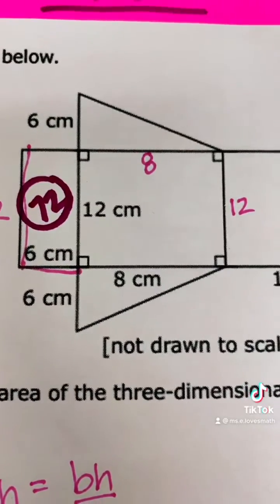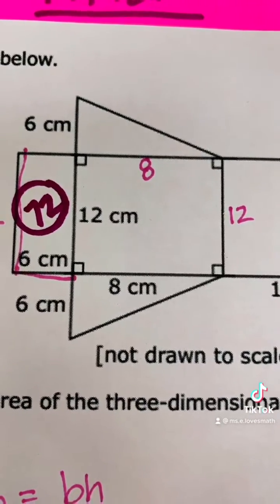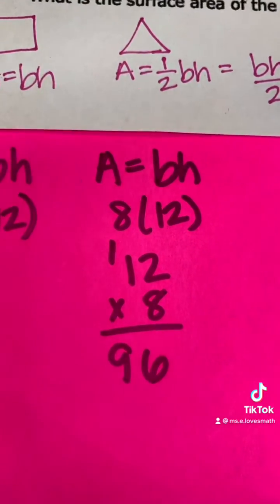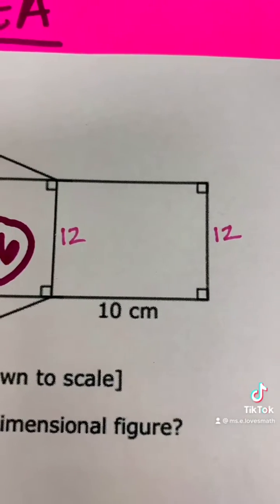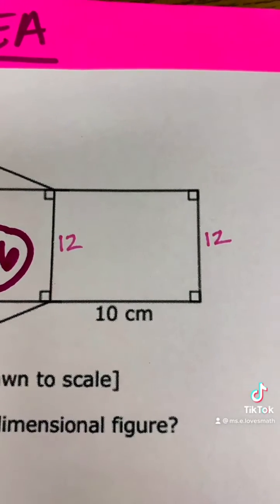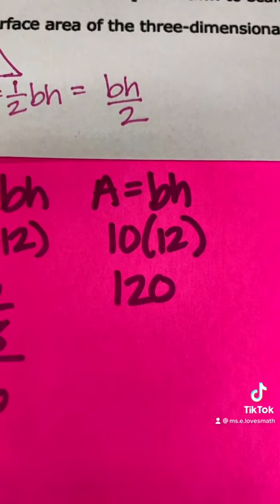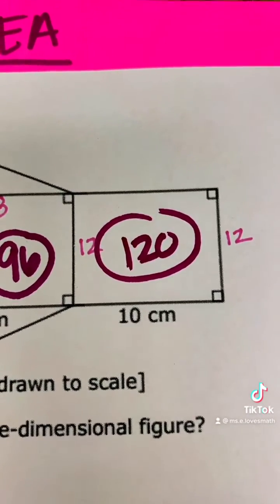Let's move on over to this rectangle here in the middle. The base is 8 and the height is 12. Finding the area, so the area of that rectangle is 96. Let's move on over to this rectangle. We see the base is 10 and the height is 12. Here's how I figured out the area. So the area for this rectangle is 120.